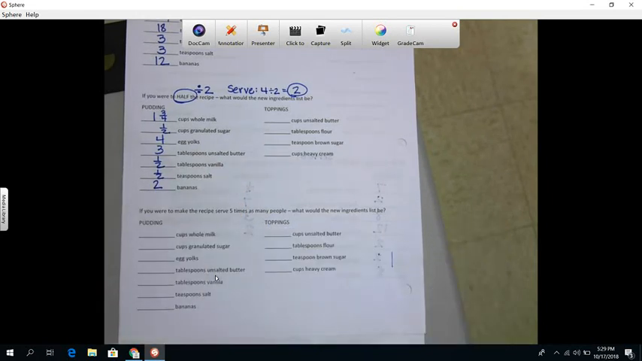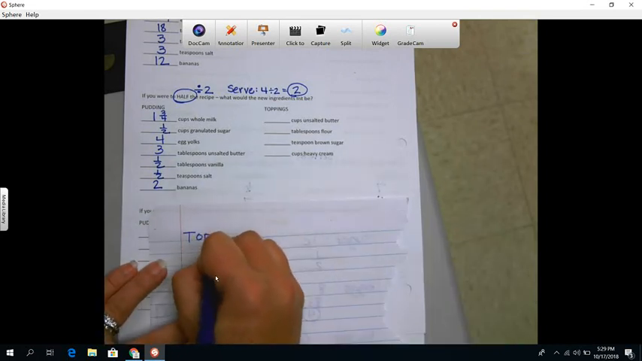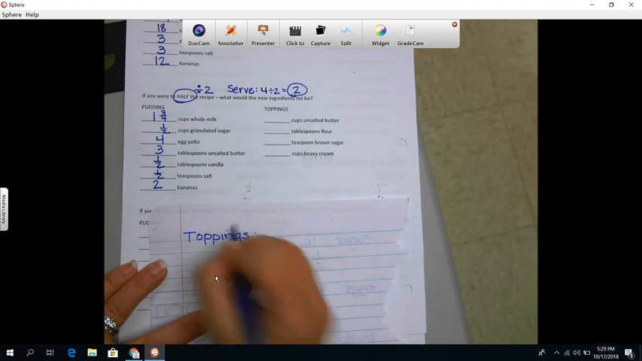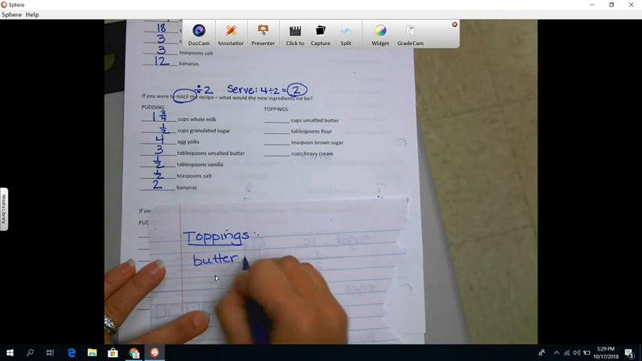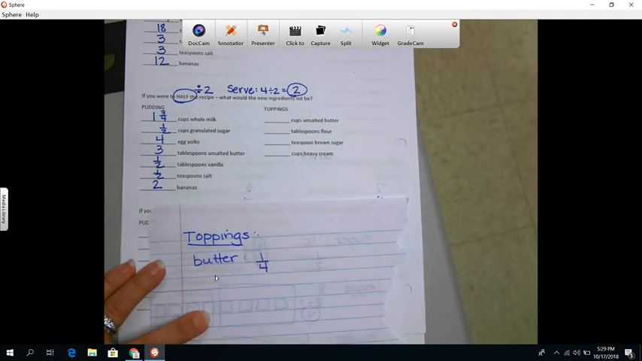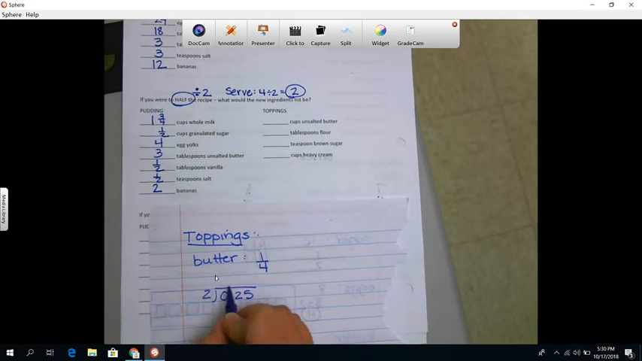All right, so now let's look at our unsalted butter for our toppings. We needed 1/4 of butter. And so when I needed 1/4 of butter, I know that I need to split this into half. So I need to divide 1/4 by 2. Well, I know that 1/4 is the same as 0.25, and I divide that by 2.